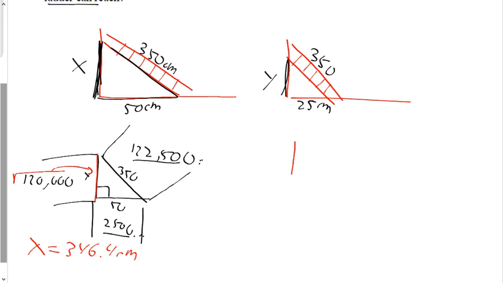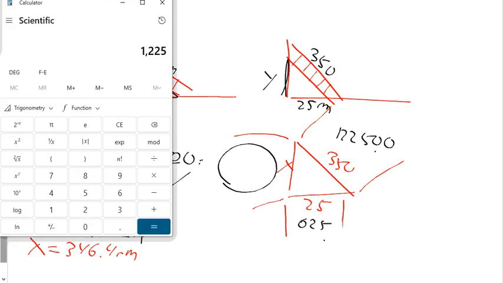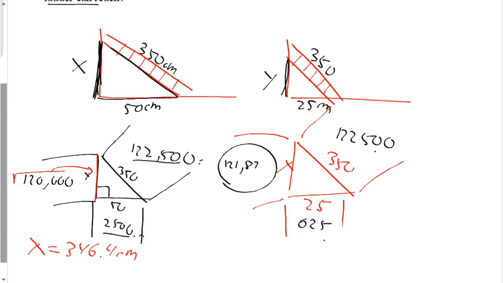Do this one again. 25, 350, and x squares. 25 squared is 625, is that right? Oh, I made a mistake. Did I? No, I didn't. I'm okay. 350 squared is still this 122,500. And this, take away this, is going to be this area here. So grab your calculator, 122,500. Take away the area of that other square. 121,875, 121,875 is the area.